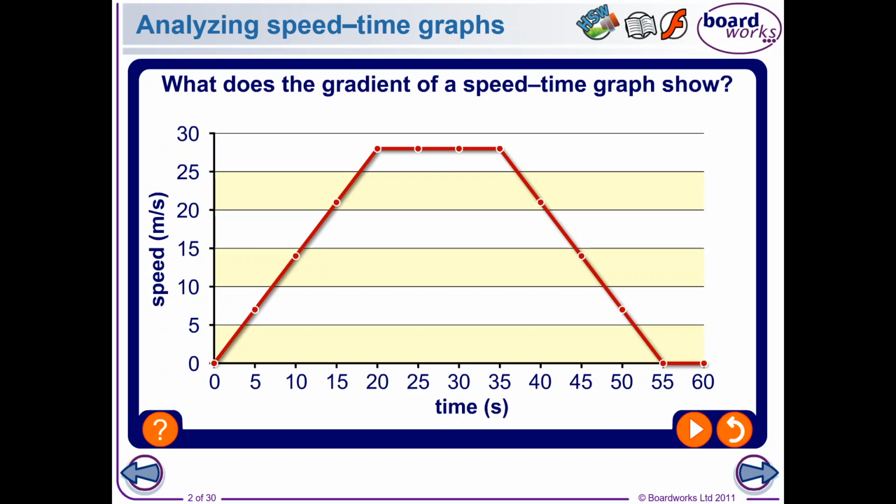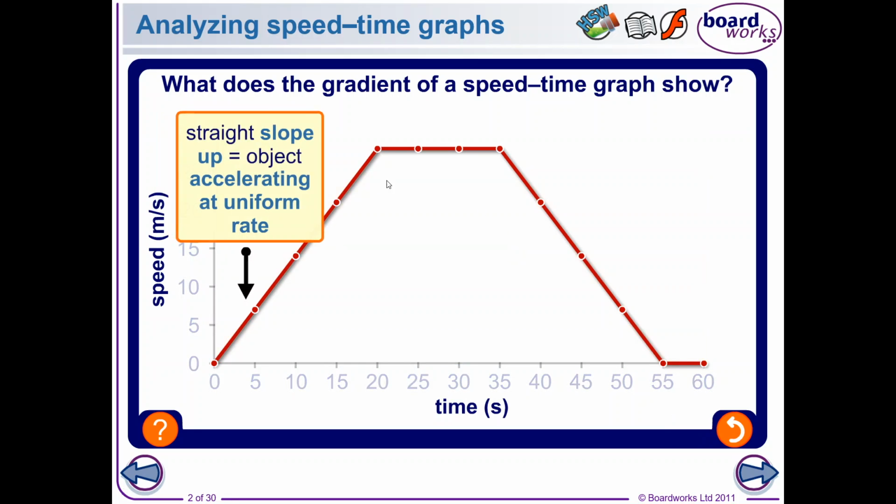So if we look at a speed time graph, very similar to a distance time graph, we have time along the bottom, but instead of having distance up the side, we have the speed. So this shows the movement of an object, let's say a car going on a journey, over 60 seconds. And on our y-axis, instead of showing how far it's gone, it shows the speed that it's going.